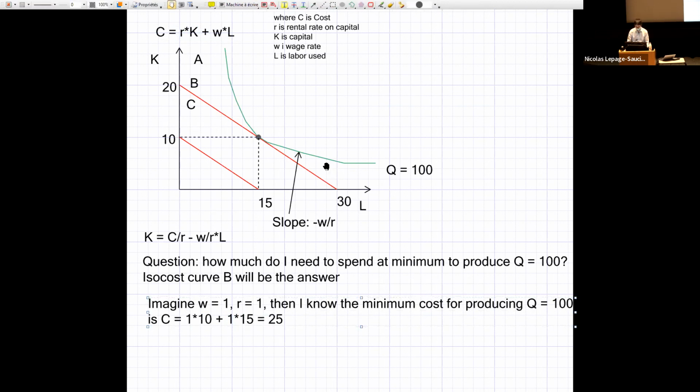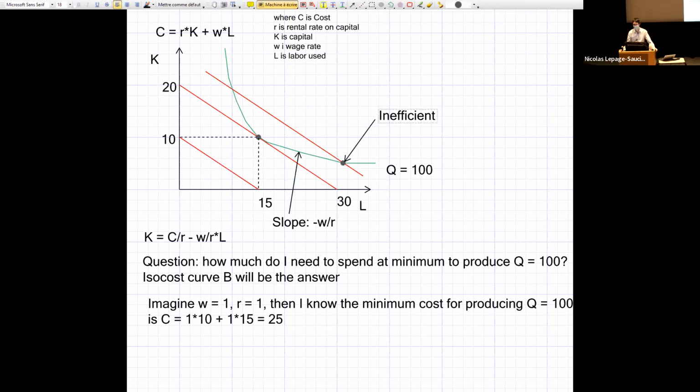So this is how I find it. And as was rightly said, it's at the point of tangency between the isocost curve and the isoquant. Why do I know that? So let's get rid of this one there. Why do I know that this point here is inefficient? You can give me two arguments that are essentially the same.